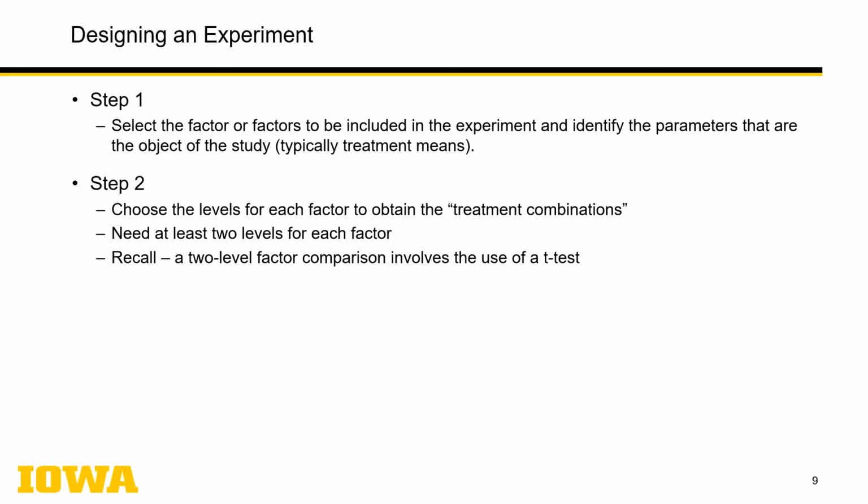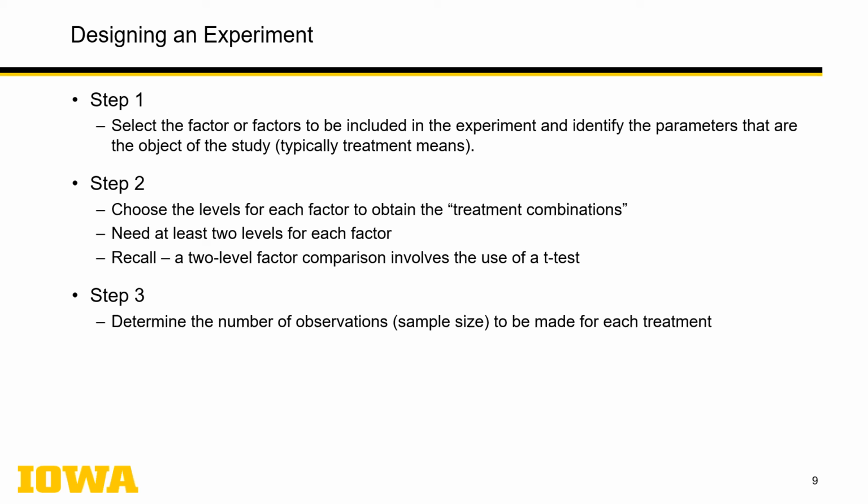Step 2, you're going to choose the levels for each factor. Again, you need at least 2. And depending on how many levels you have for each factor, that will determine the number of treatment combinations you have, as we just discussed. And finally, recall that a 2-level single factor comparison involves the use of a t-test. Anything beyond that, and we're going to have to use more sophisticated techniques.